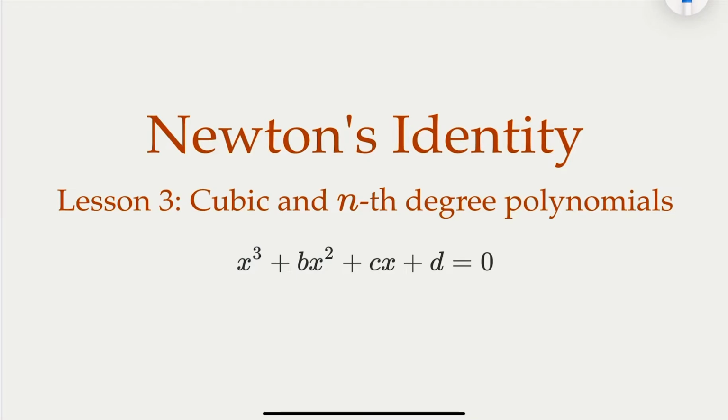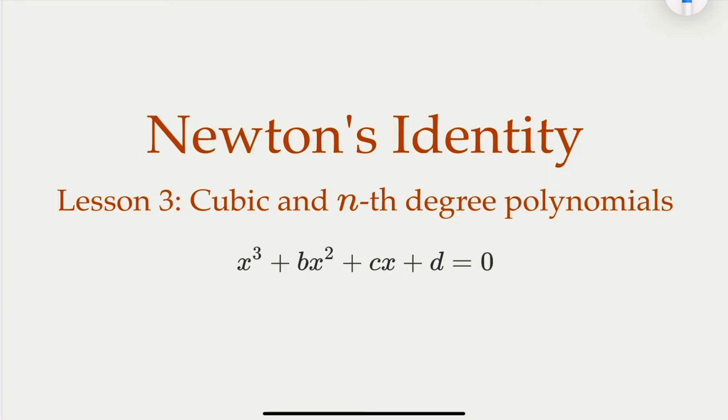Alright, today we're going to look at Newton's identity for cubic and higher degree polynomials. In a cubic equation, you're going to have more coefficients for the terms. Always start, for the cubic, with a leading coefficient of 1, right? Because if it's not 1, you can divide by that coefficient and make it 1, and the equation still has the same solutions, the same roots.